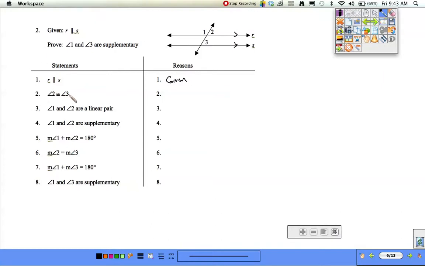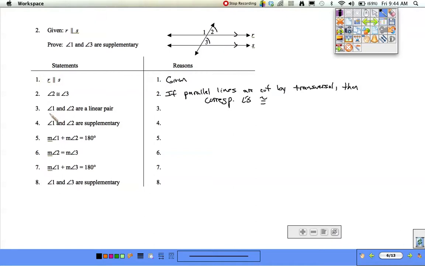Angle 2 is congruent to angle 3 is my first statement. So I try and think of, how do I know that these two must be the same? Well, I notice that one's interior, one's exterior on the same side of this transversal, and that's corresponding. And I remember that if parallel lines are cut by a transversal, then those corresponding angles will be congruent. And I mark it on the picture.